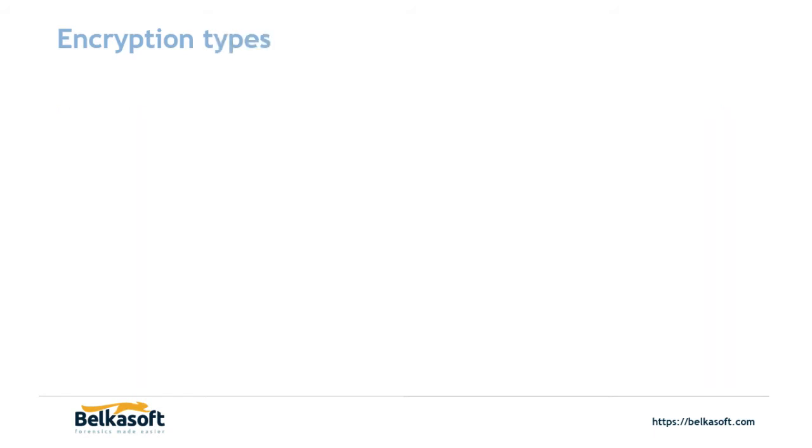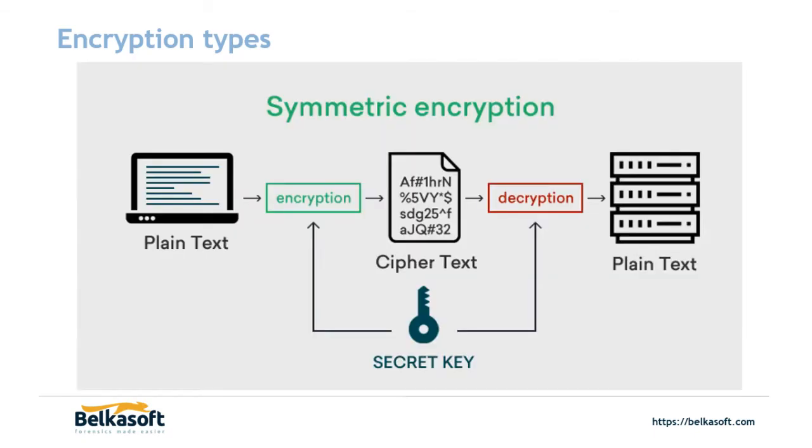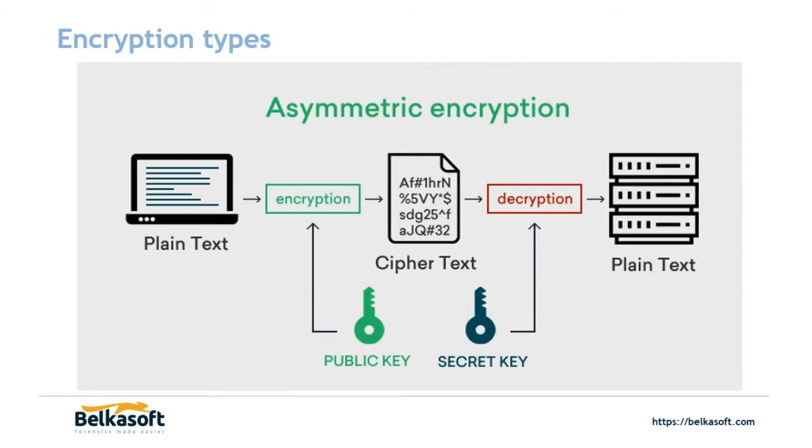So there are two types of encryption commonly used. Symmetric encryption, which uses only one key and all parties use that same key for data encryption and decryption. And asymmetric encryption, which is also called public key encryption. It involves two keys. One is private and the other is the public key, which is shared publicly.